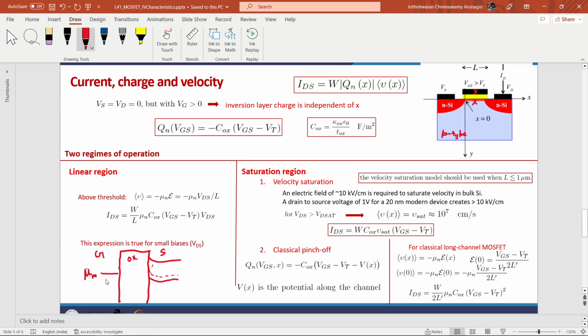Essentially, what I'm doing is I'm increasing the voltage on this side. If I'm increasing the voltage on this side, what will happen to this Fermi level? It will keep moving down, correct?